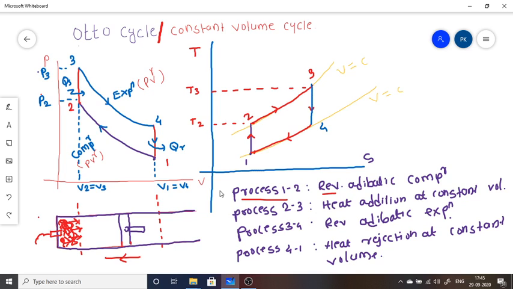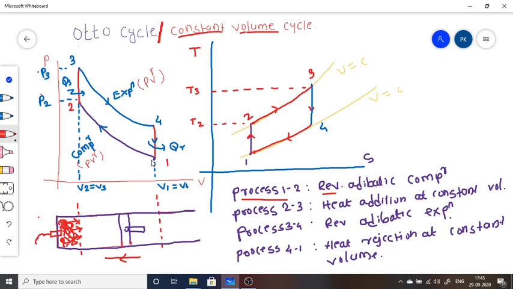It consists of the following four processes: process 1 to 2, reversible adiabatic compression; process 2 to 3, heat addition at constant volume; process 3 to 4, reversible adiabatic expansion; and process 4 to 1, heat rejection at constant volume. This is also called a constant volume cycle because the heat is added totally at constant volume, and heat rejection takes place at constant volume also.